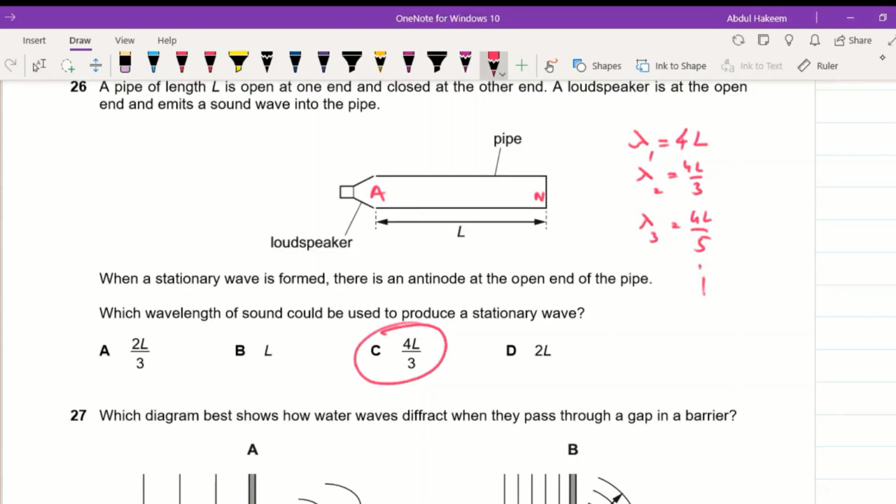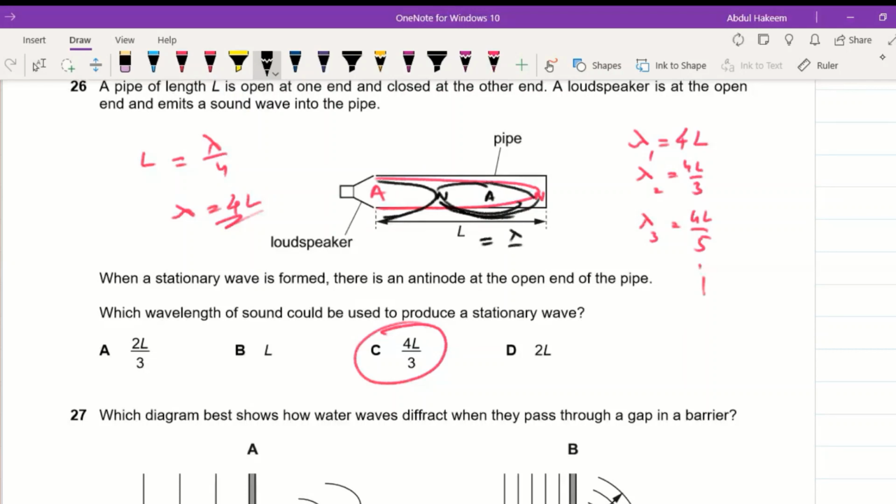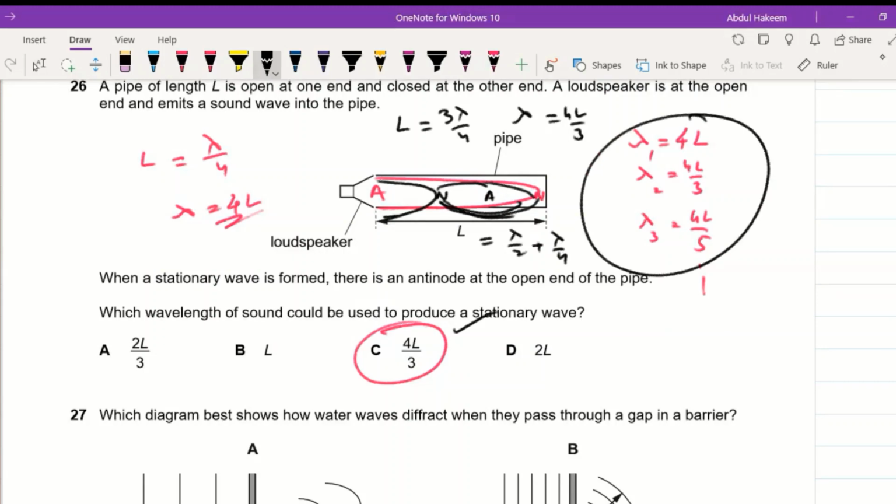Look. If one node and one antinode, this is the shape of the sound, and this length is equal to lambda by 4. So lambda the first time is 4L. So it's not available here. Now, next option: node here, second node here, antinode here. So two nodes and two antinodes. So this whole length is equal to first node to node lambda by 2 plus lambda by 4. So it becomes length is equal to 3 lambda by 4. So lambda is equal to 4L by 3 next time. So this is option R. Just remember this for the pipe closed at one end.